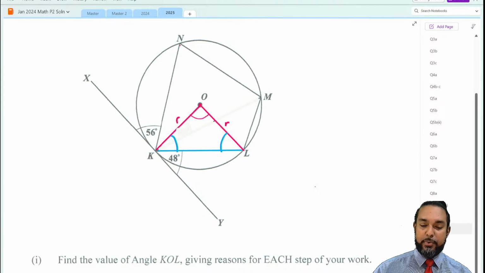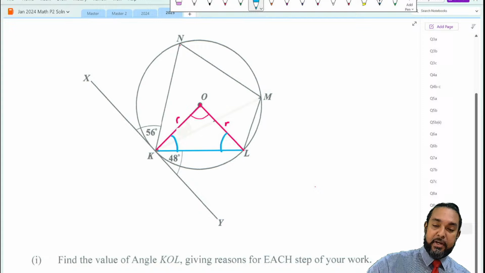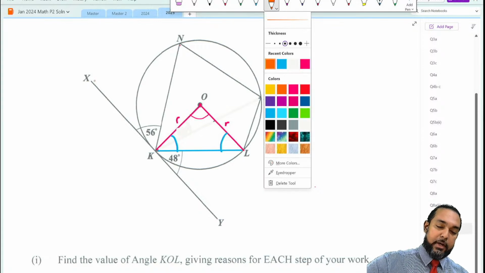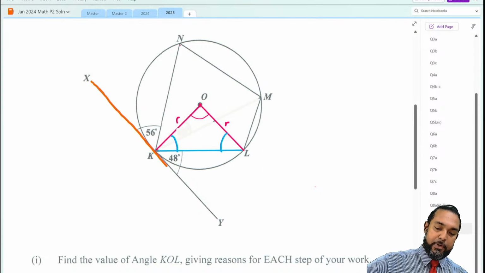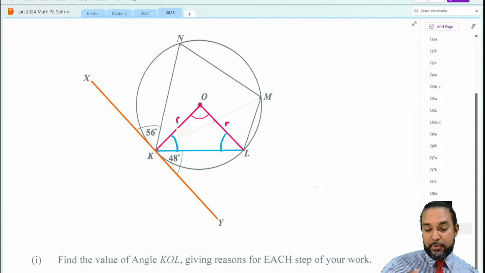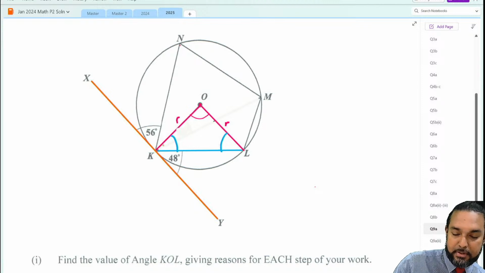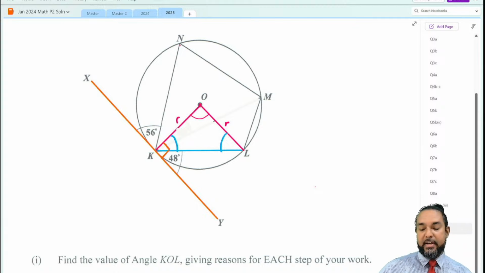Now, what angles do we have? We have a 56, we have a 48, and each of those angles is an angle between, hold on, let me get a kind of orange going on here. So this line XY, what do you call that line again? The tangent. Now the angle between tangent and radius is 90 degrees. So that whole thing there is 90.